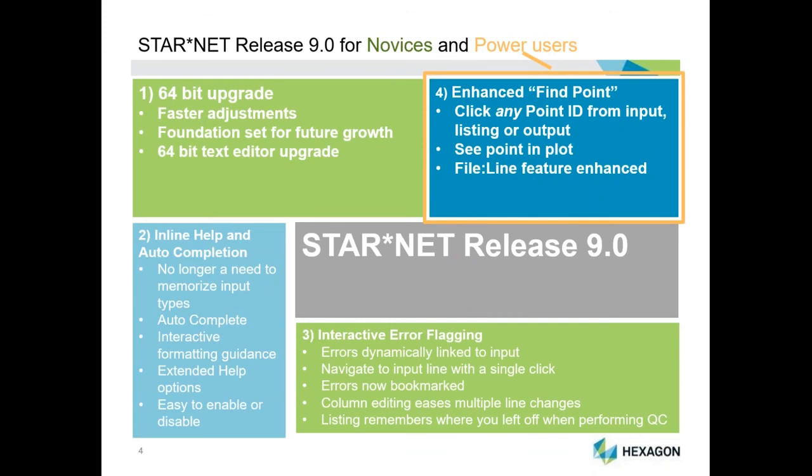Power users are already going to be familiar with the find point feature that was introduced in STARNET 7 that allows you to click on a point ID in your listing, and then it'll give you a summary of all of the field entries that really affected that point. You'll see that we've taken that several new steps with this release.